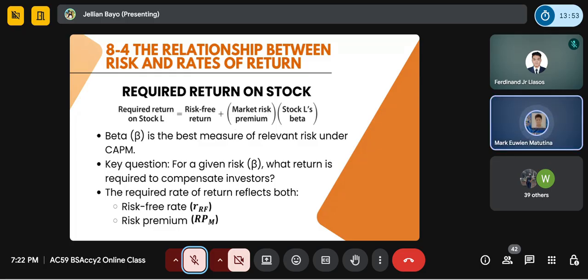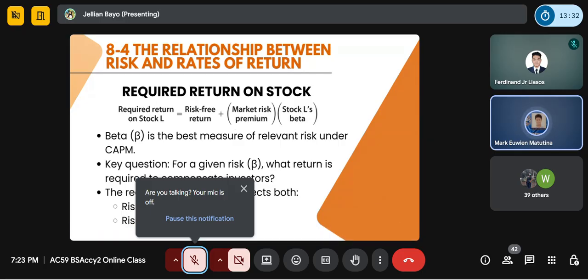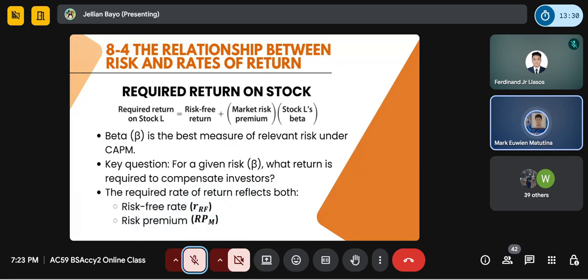So to continue the talk about CAPM, let us move on to the relationship between risk and rates of return. The key question that we would answer here is what return is required to compensate the investors. So we pivot our discussion on the main equation, which is the required return on stock L, which is the risk-free return plus the market risk premium and stock L's beta.